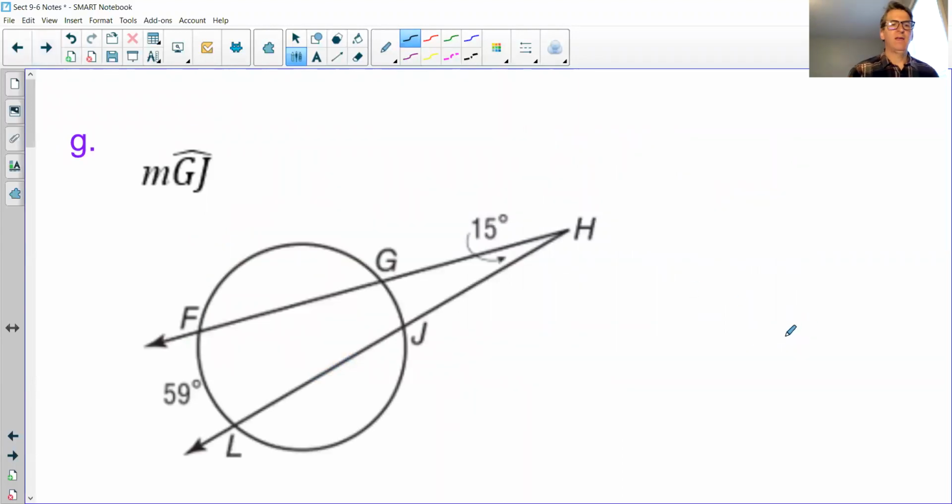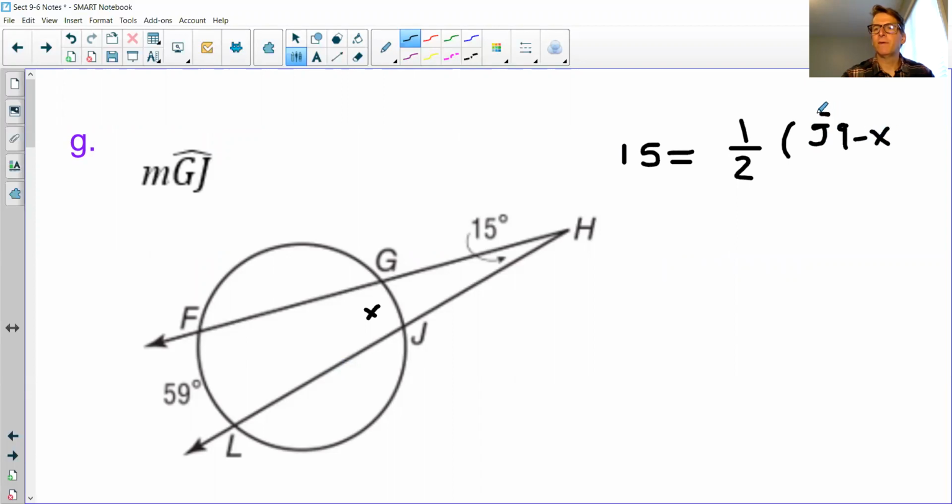Okay, so here you have 15 degrees. So we're going to start with that. We have the angle 15. So that's going to equal 1/2 times the difference of 59 and then we'll call this X. And that's what we're looking for, GJ. So 59 minus the X. I'll make that a better 5.